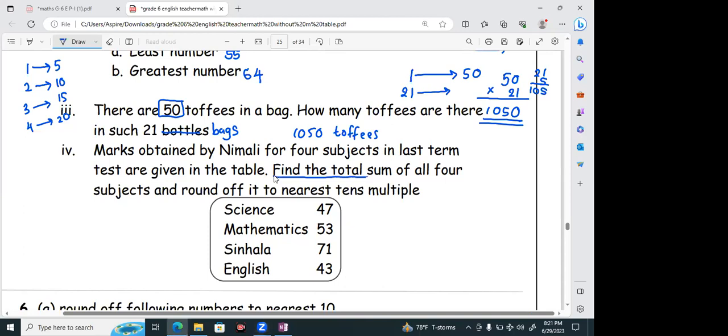Find the total sum. Can you remember, total sum can be obtained by adding all these? By adding all these you can obtain the total sum of all 4 subjects and round off it to nearest tens multiple. Okay, first of all add all of them and find the answer for the total sum.